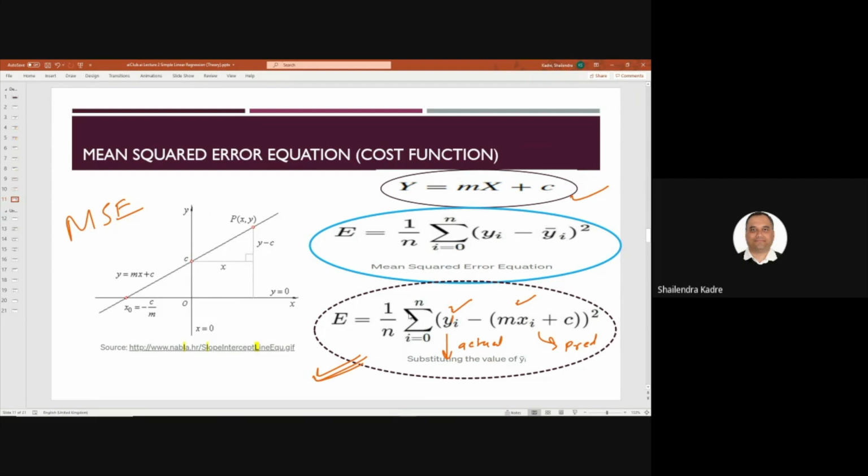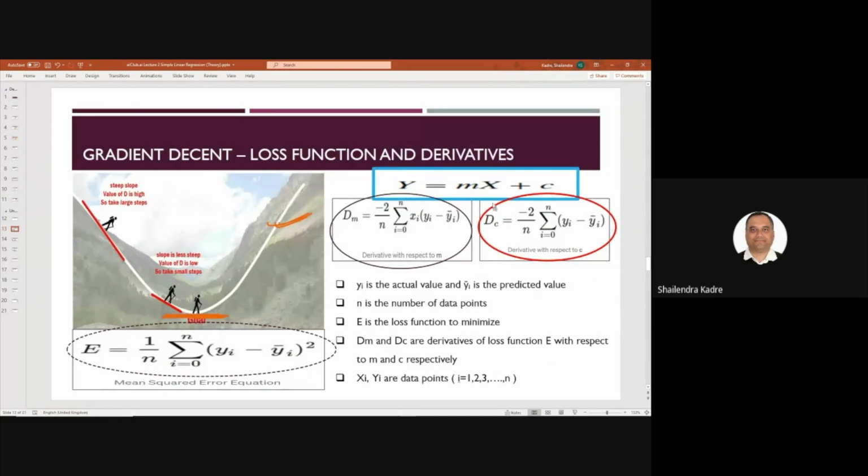y_i and x_i are concrete values given to you; these are the given points. In this equation, the variables are m and c. So you differentiate the error equation with respect to m and equate it to 0, then differentiate with respect to c and equate it to 0. Solving that, you get the values of m and c, and then you can easily fit them into the line and get your model. This is the process of getting the model.